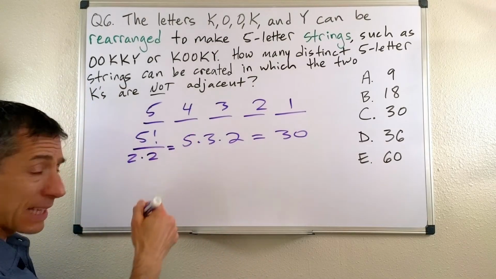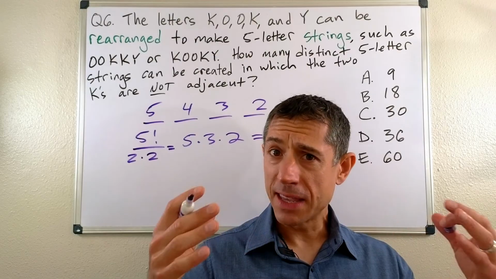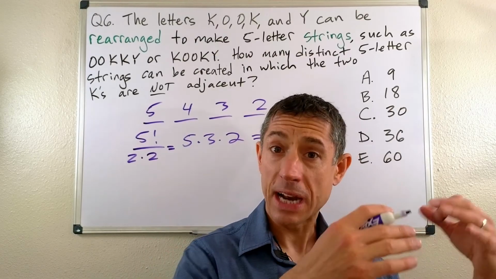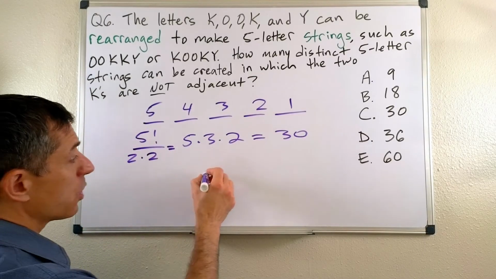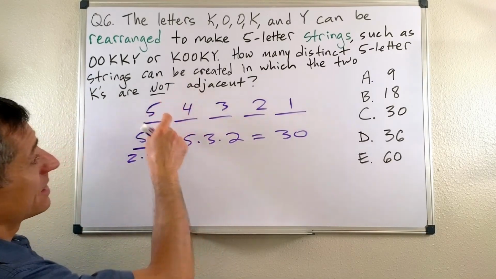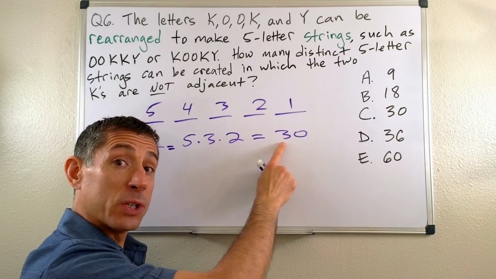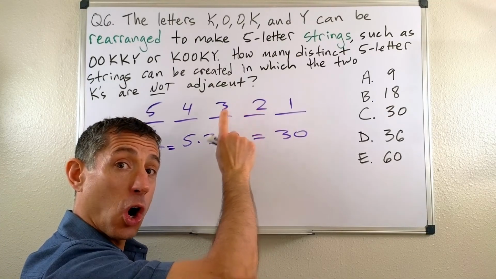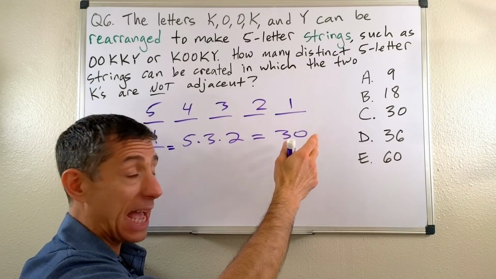My first thought on something like this, again, many ways to do these questions, very typical GMAT. Some of you are going to find an even more elegant solution than this. This is what I find the most intuitive, so I'm going to show you that way of doing it. So we've got 30 total ways. Now, if I can figure out the number of ways in which we can do these codes where the K's are adjacent and subtract that, I'm going to get my answer and be a happy guy.